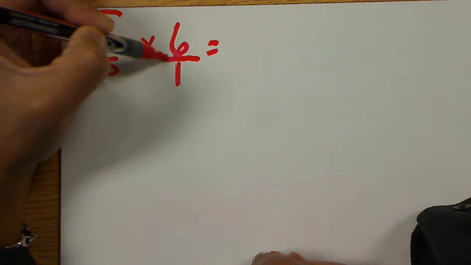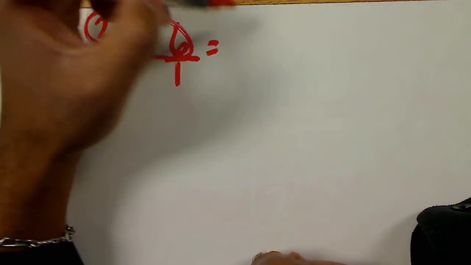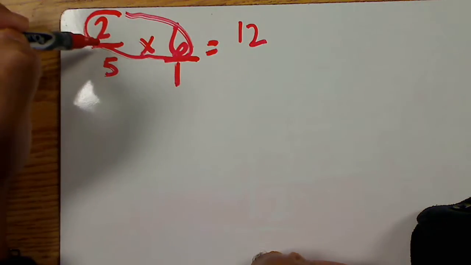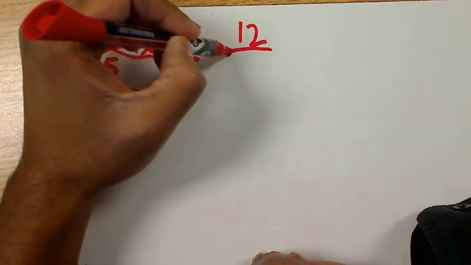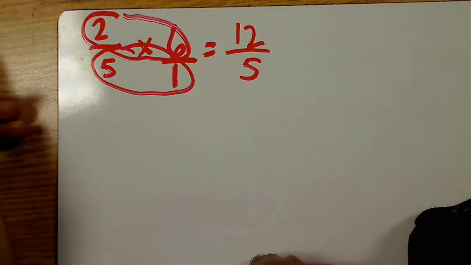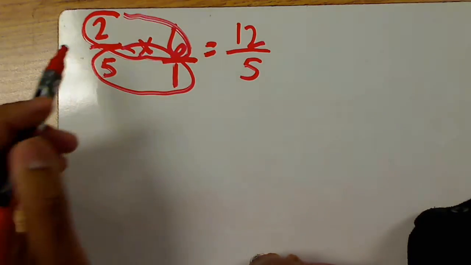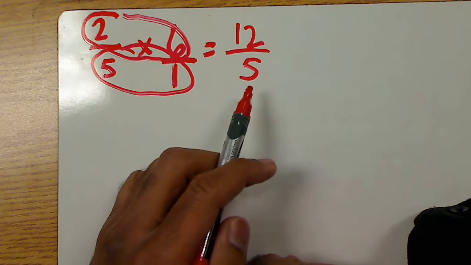So 2 times 6 equals 12. Then you do your denominators, 5 times 1, and that equals 5. So you're left with 12 over 5. A lot of students don't really struggle with this part. A lot of students struggle with this.